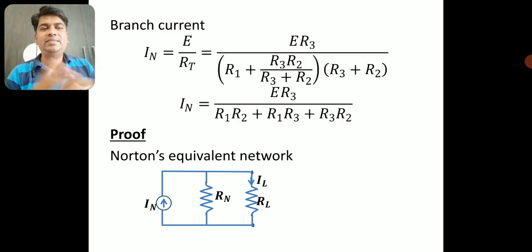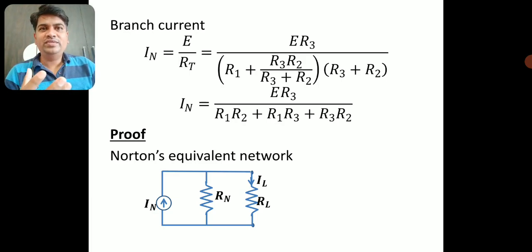Okay, let us simplify this. Take the LCM R2 plus R3. So if I take LCM R2 plus R3, that will cancel with another R2 plus R3 that side. Okay, I am left with R1 R2 plus R1 R3 plus R3 R2, and that is the value of IN I am getting. So that is from the branch current formula.